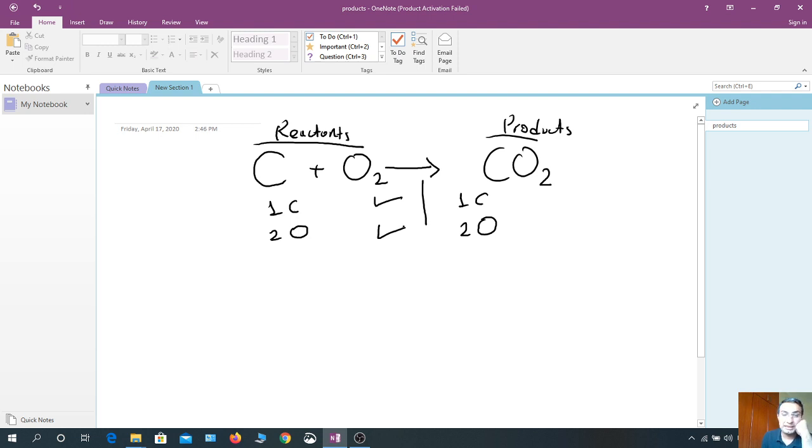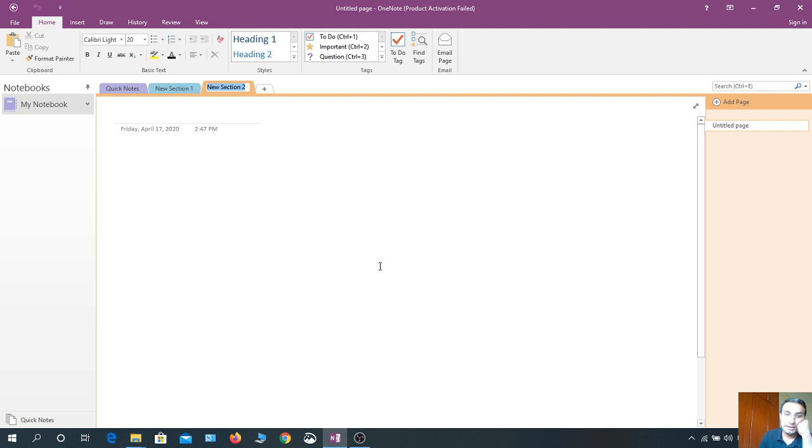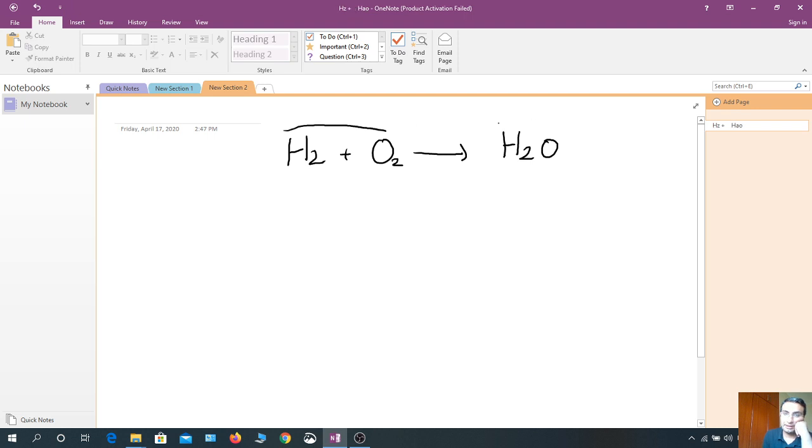balanced. You may not always be that lucky, because there might be some chemical equations, most probably, that are not balanced, so you are the one who has to balance it. So let me give another example. Suppose I say formation of water, when hydrogen is going to react with oxygen, it's going to produce or give water. So these are my reactants, and these are my products.